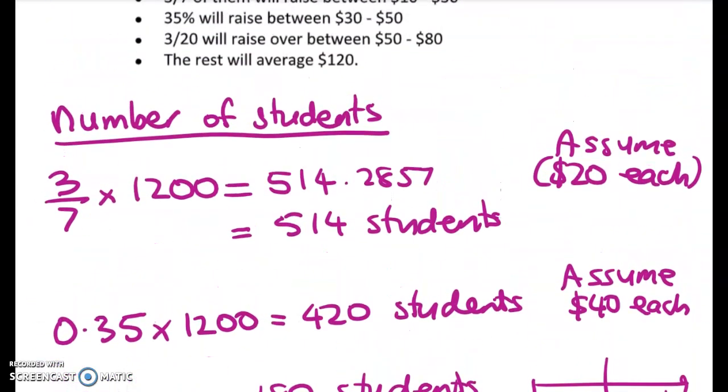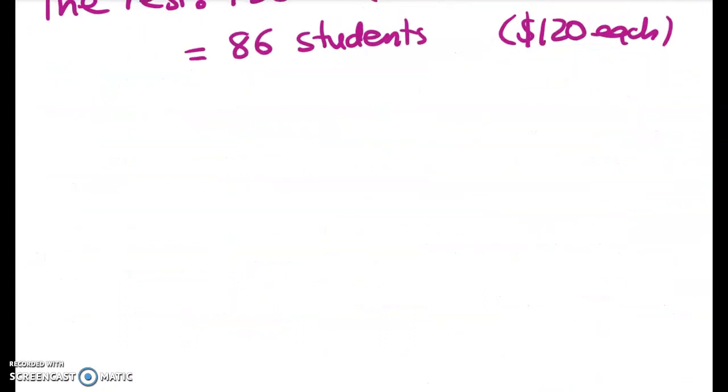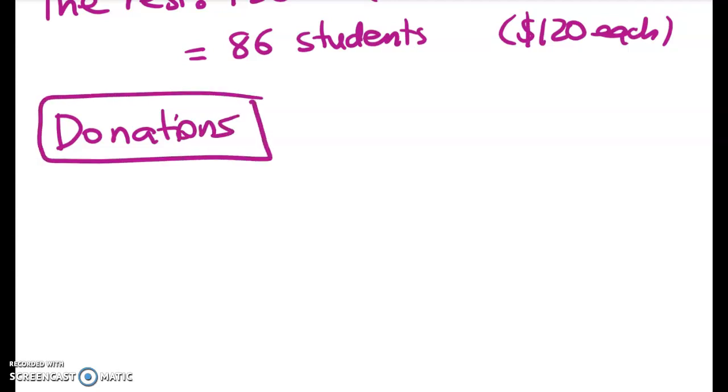Well, the first thing we've done is that we've worked out the number of students in each category. Now we're going to work out the income or the donations. So we're going to do another heading, and the heading is going to say something like donations. This is going to be very easy to calculate, right?